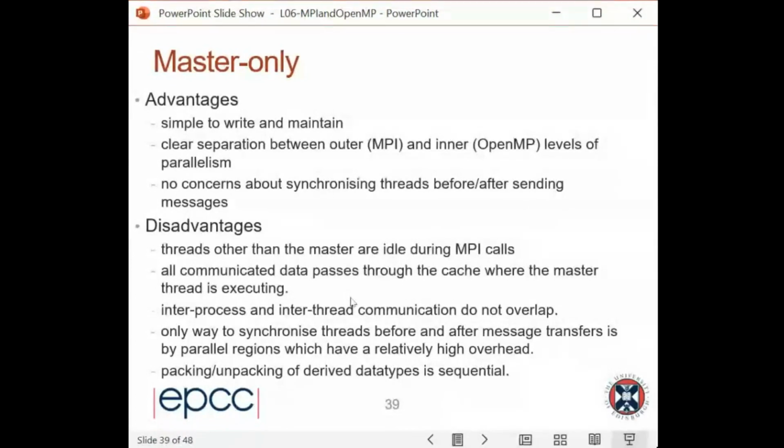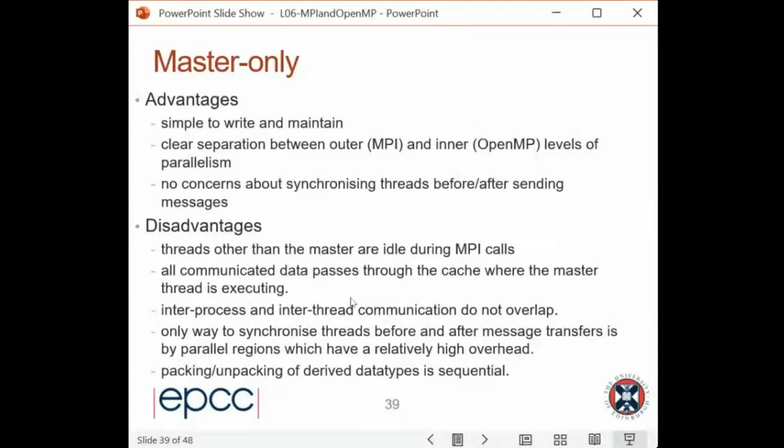However, if you do any serial operations on a single core, a single thread, then all that data has to be taken back to the cache of the calling thread. It's a slightly subtle point, but because you're calling the MPI calls on a single CPU core or a single thread, all the data goes through the cache where the master thread is executing, and that could cause quite some overhead.